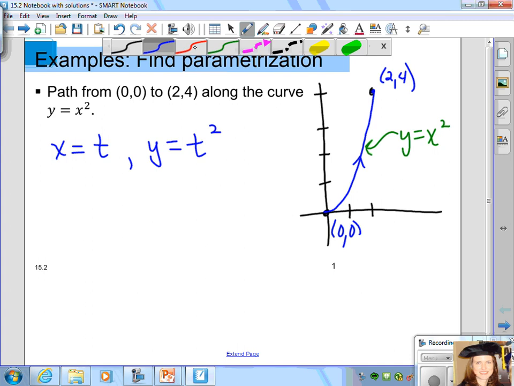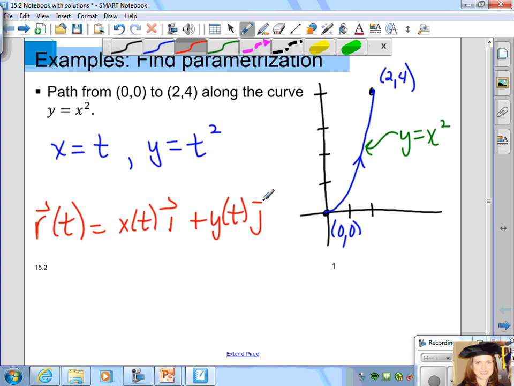So the parametrization is going to be r of t. Notice we're now switching to the notation for a vector valued function. It is going to equal your x of t i plus your y of t j. And we can then write this as our r of t for this path. Since our x of t is equal to t, it's going to be t i plus y of t, which is t squared j.